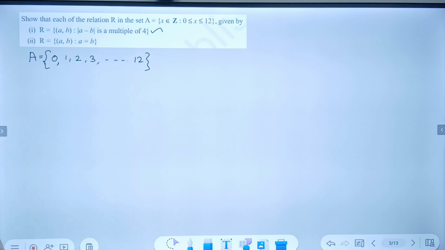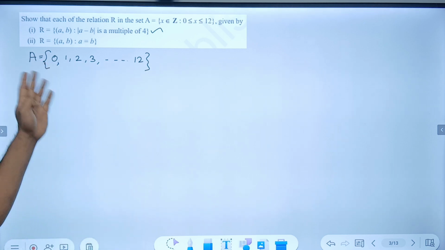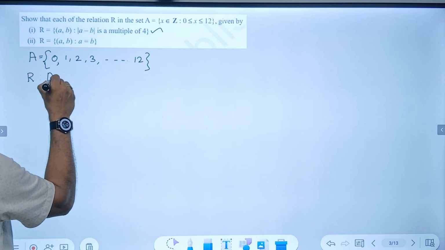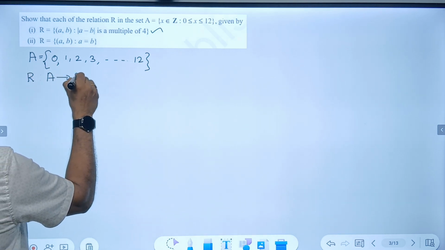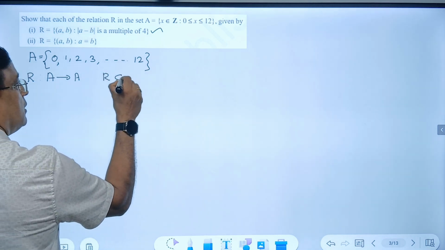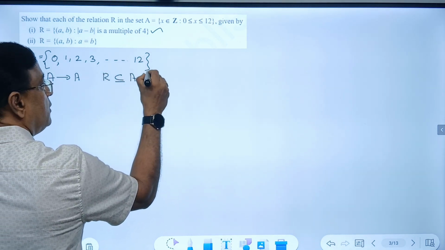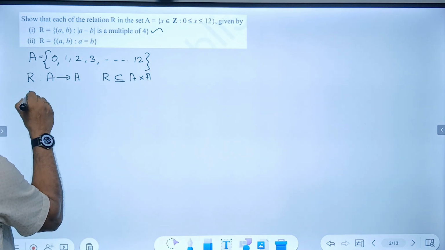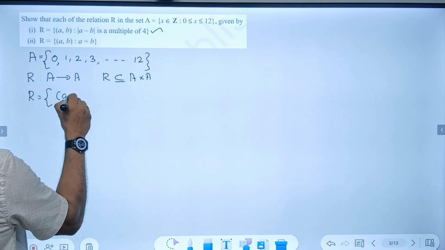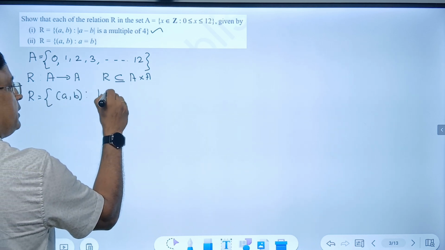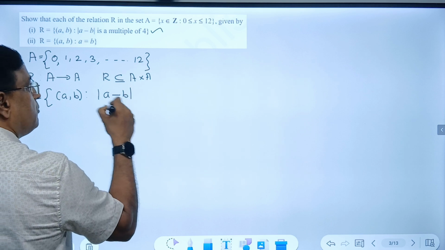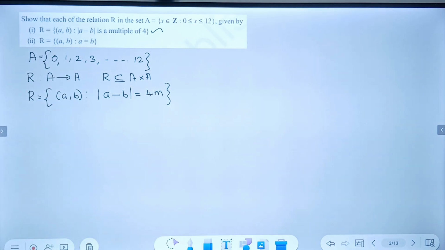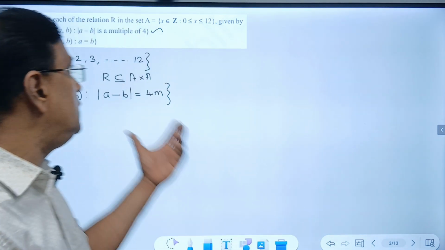It is a non-empty set. Like I said, S is a non-empty set, so A is a non-empty set. Now R is a relation on A. That means it is a relation from A to A. Of course, it is a subset of A cross A, so elements in the relation will be ordered pairs. It is defined as elements of the form A comma B such that if I take the difference of A and B and take the modulus, it will be a multiple of 4. I just call it 4m.